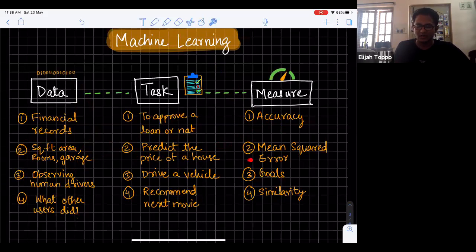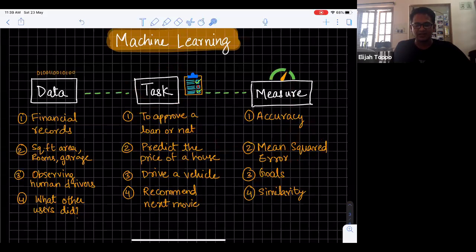On this data, I have past records, and for these records I can see what my prediction is, what my past record is, and what the mean squared error is between these two items. More error means my prediction is bad, less error means my prediction is good. So the measure is something that helps us identify if this task is doing well or not.